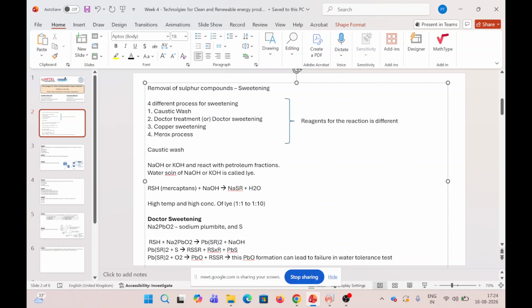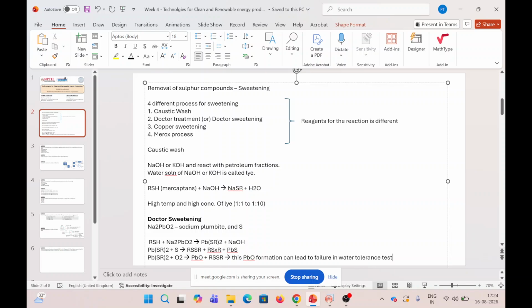Now similarly, just like how the oxygen will lead to certain issues or certain problems or limitation, like that the concentration of the sulfur is also very important. If in case the concentration of the sulfur is going to increase, then what happens is this RSSR, that is the polysulfide compounds, that concentration will increase, and that will cause failure in the copper foil corrosion test. Whereas if you are going to use less sulfur, then what happens is majority of them is going to remain as oxygen, and PbO is going to form, which will basically cause failure in the water tolerance test.